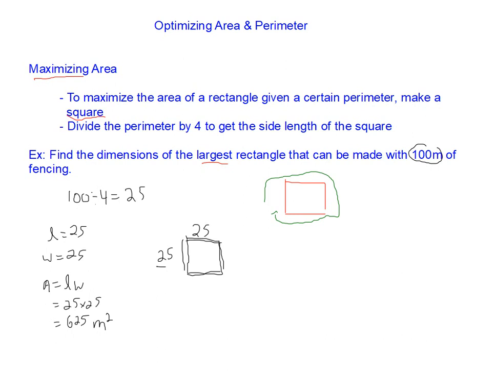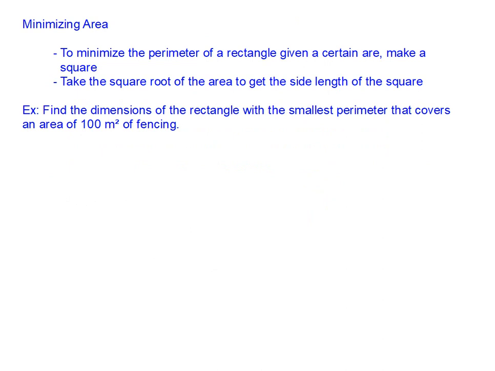Let's flip things around a little bit and say that we're given a certain area. How do we minimize, not the area, but how do we minimize the perimeter? So I'm just going to change this up here because we want to minimize the perimeter. So in order to minimize the perimeter, we do a similar sort of thing.